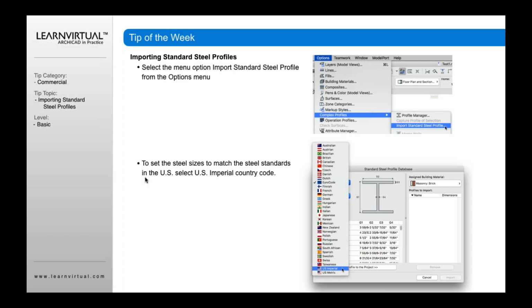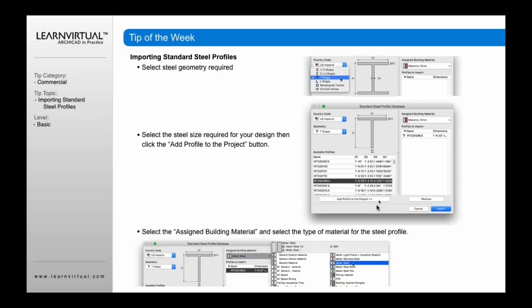First thing you want to do is select your country code. So, of course, if you're in the U.S., you want to go down to U.S. If you're in a different country, you want to go to that. And then, if you're in the U.S., because we're still imperial and metric, select U.S. Imperial, and that's going to define the settings or options available for creating your profiles for your steel shapes.